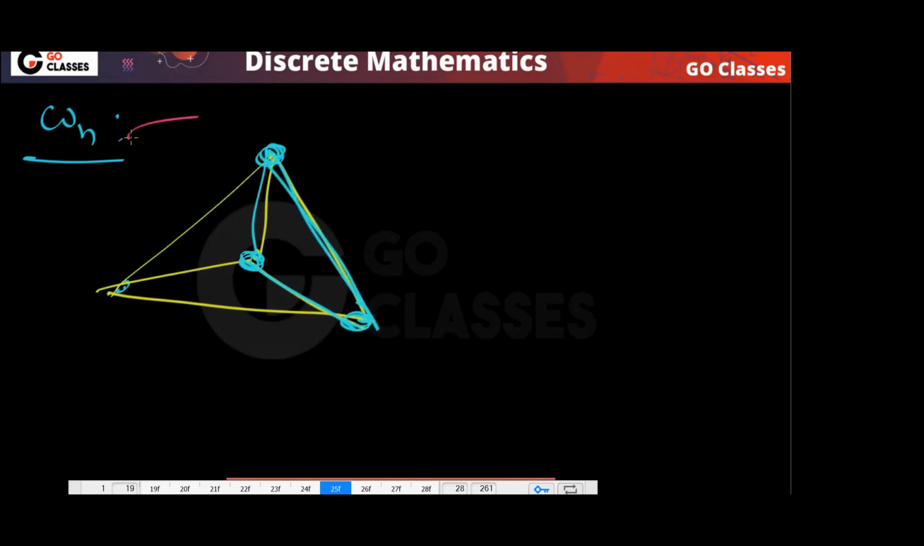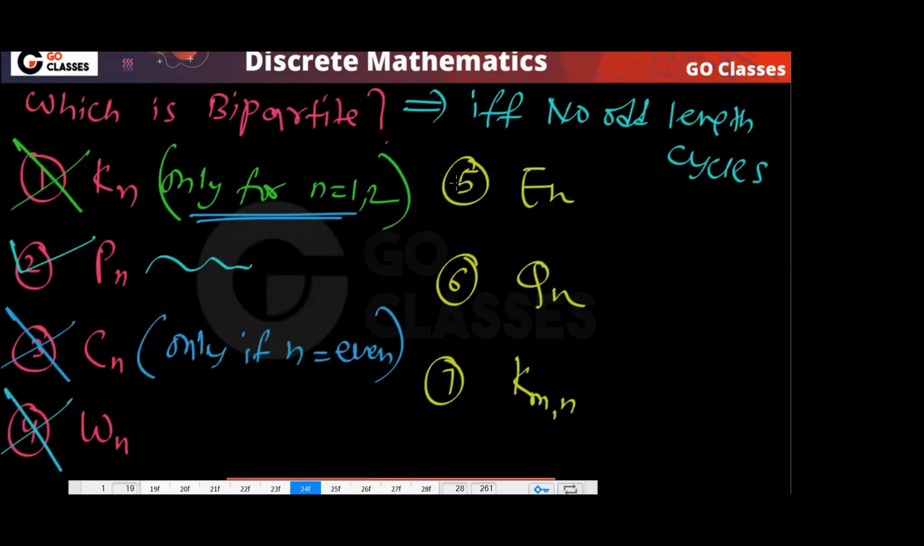In every Wn, what will happen? This middle vertex will create an odd length cycle. So very simple. Because you are getting an odd length cycle, Wn is not bipartite. What about En? This is bipartite. What about Kmn? This is your complete bipartite graph. And this hypercube graph is also bipartite.